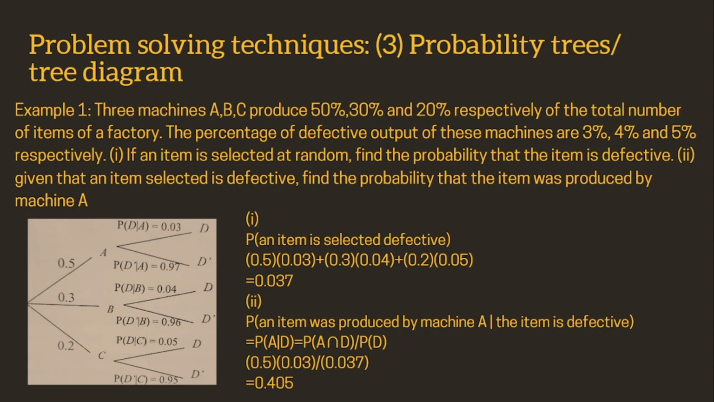So for the first part, we can just take the 3 different scenarios. After we branch out the entire tree diagram, you'll find a case where you get A and it's defective, B which is defective, C which is defective. So you add up all these 3 different scenarios together, you should get 0.037. Then for part 2, you again fall back on our formula to get the probability of A, given that the item is defective. So we'll find the intersection of A and D, so 0.5 times 0.03 at the top branch, then divide by the probability that it is defective. That probability we already found in part 1. So we divide it, and then we will get 0.405.